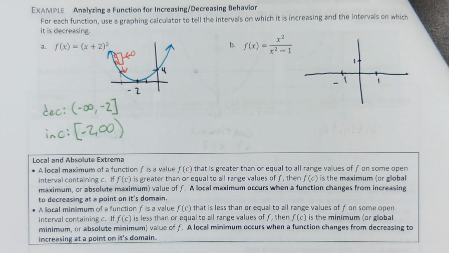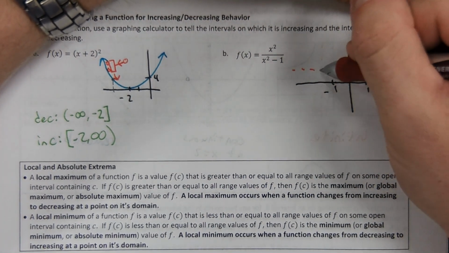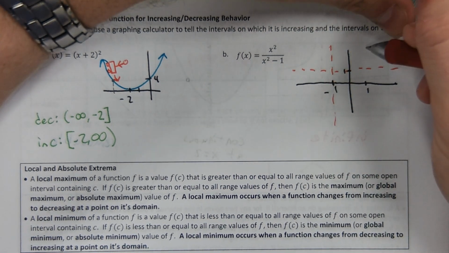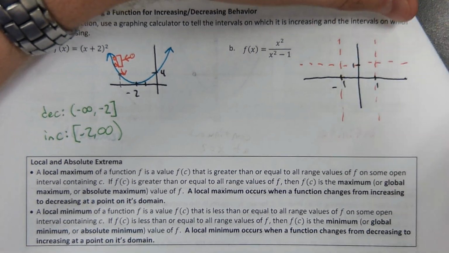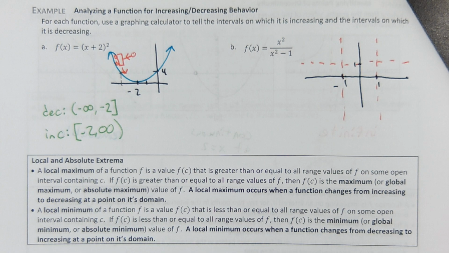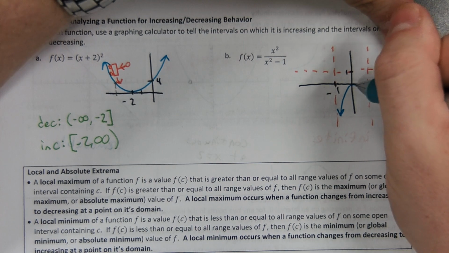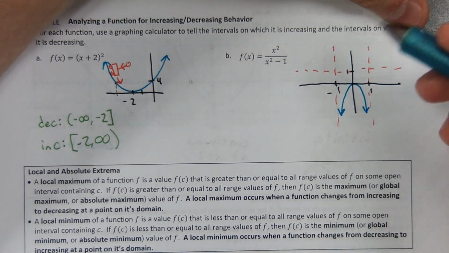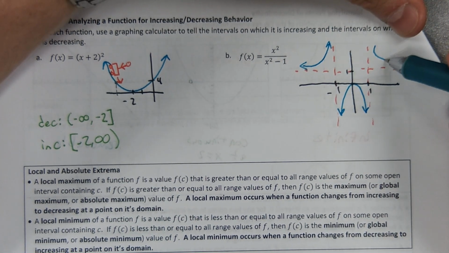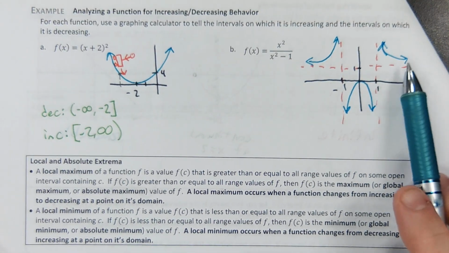This graph has a horizontal asymptote and 2 infinite discontinuities, 2 vertical asymptotes. I'll sketch those on here with red. Of course, the graphing calculator is not going to put asymptotes on there, but we will. And what we get is this, like that.